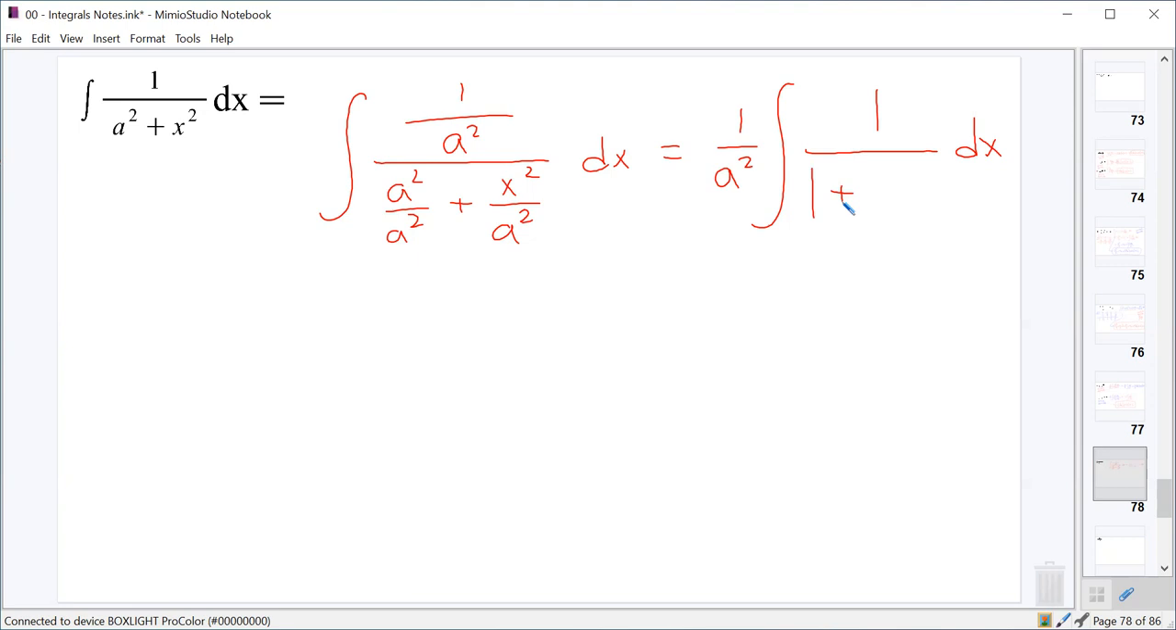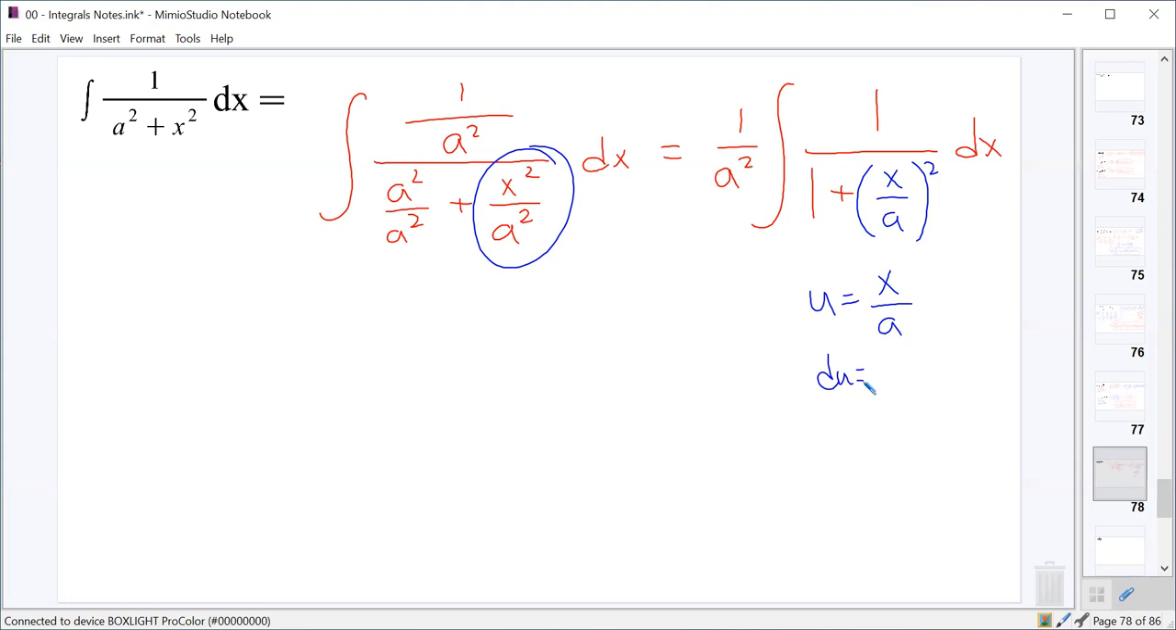Right? This x squared over a squared that I've got right here, I'm actually going to rewrite as the quantity x over a, all being squared. And the reason I'm going to do that is so that I can now substitute out x over a as u, because then I'm going to have inside my integrand just 1 over 1 plus u squared, which is perfectly going to integrate into inverse tangent of u. But before I can just make all of that happen, I've got to see what du is.